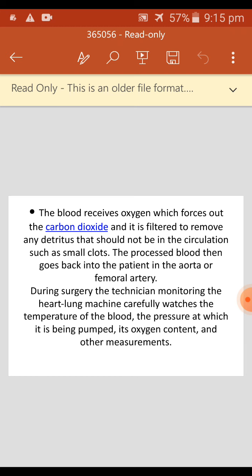During surgery, the technician monitoring the heart-lung machine carefully watches the temperature of the blood, the pressure at which it is being pumped, its oxygen content, and other measurements.